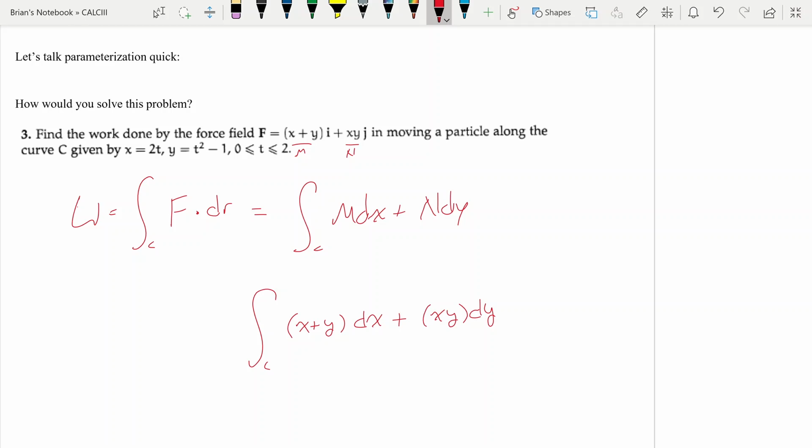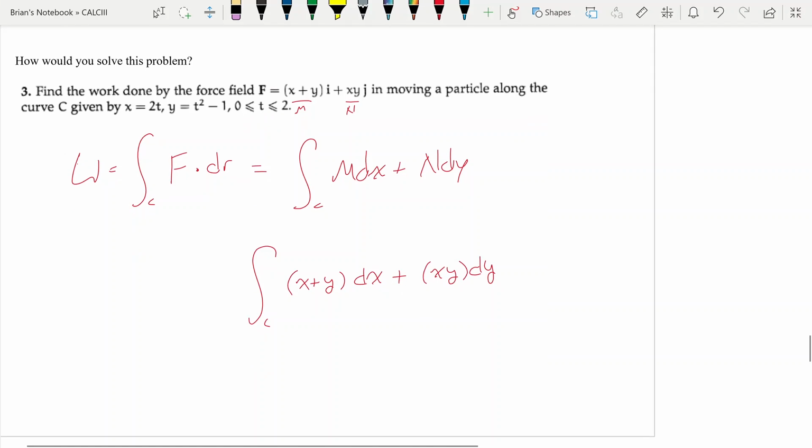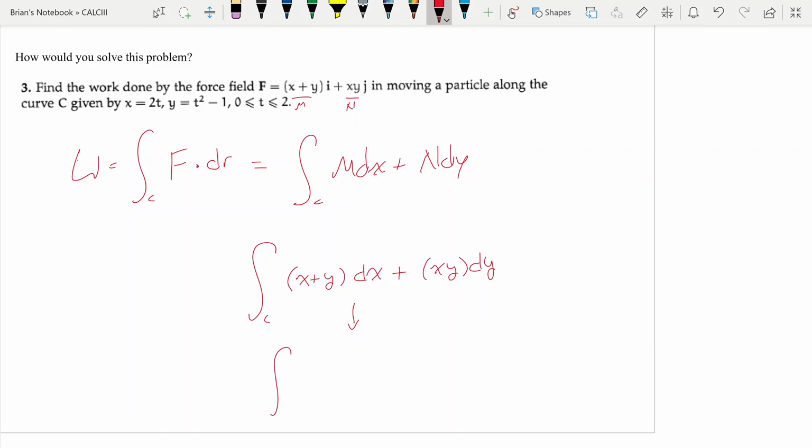And now how do we solve from here? Well, we are going along the line from 0 to 2. And they give us the parameterization of the curve as x is equal to 2t and y is equal to t squared minus 1. So they give us a parameterization and they give us how far we can go. So what we can do is convert this integral. We can set the bounds from 0 to 2. T is equal to 0. T is equal to 2. And we can plug in a t for everywhere there's an x and a y. So for x, we plug in 2t, as you can see from above. And then for our y, we plug in t squared minus 1.